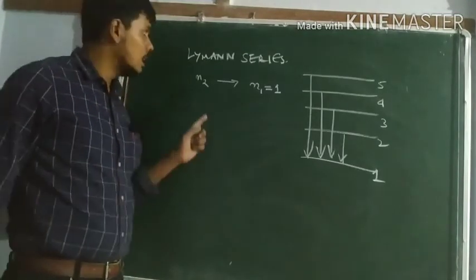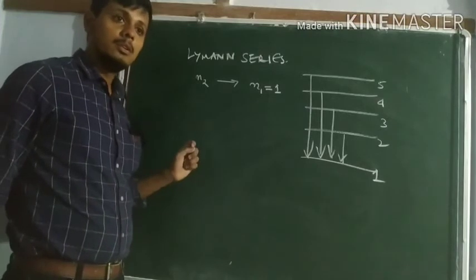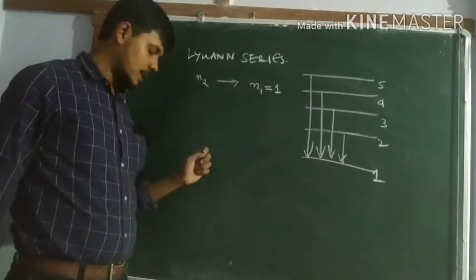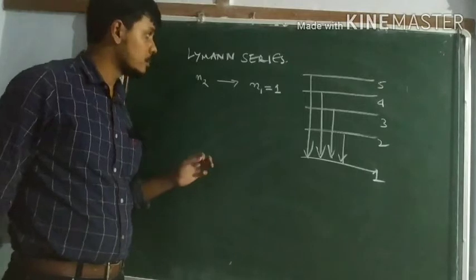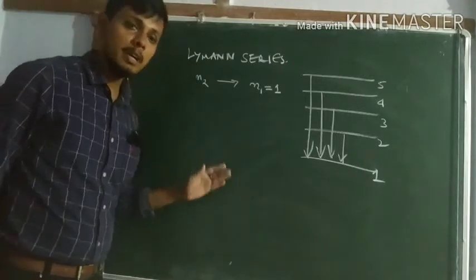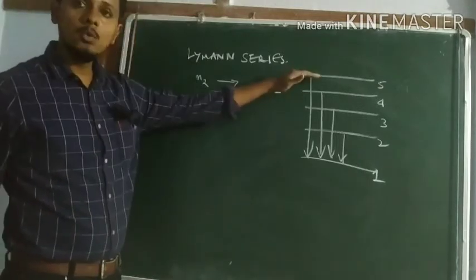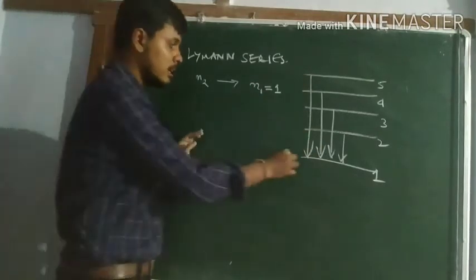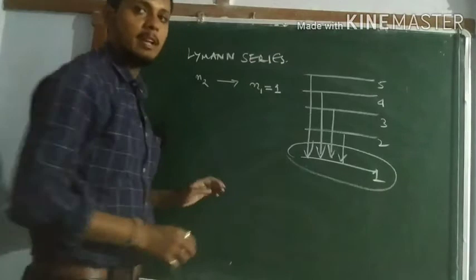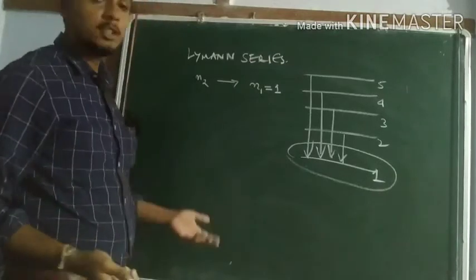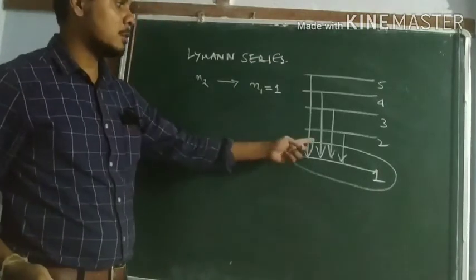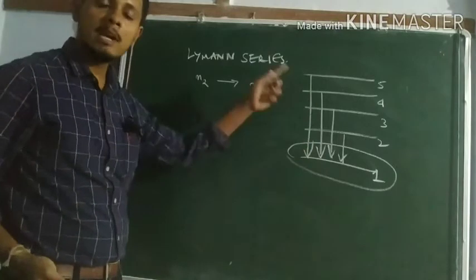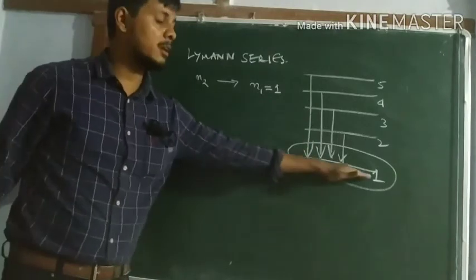Let us see the Lyman series. In the case of the Lyman series, the electron comes back from n2 to n1 equals 1. When it comes back from higher energy levels to 1, we get the Lyman series. A series of lines can be obtained, each corresponding to a particular coming back of the electron from a higher energy level to n equals 1.